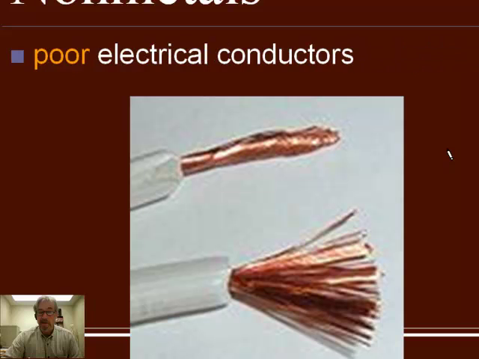Whereas metals are good electrical conductors, non-metals are poor electrical conductors. So in these wires, where we want the electricity not to be conducted on the outside of the wire, we put a coating of non-metals. These plastics are made of non-metals, and they're good at insulating. In other words, they're not very good at conducting electricity.